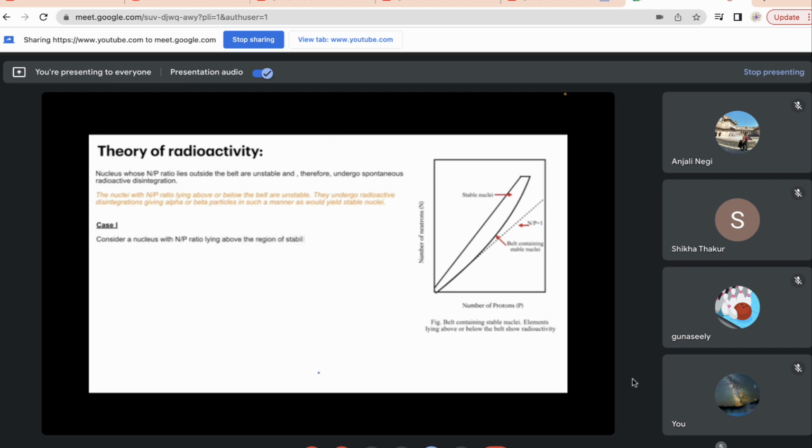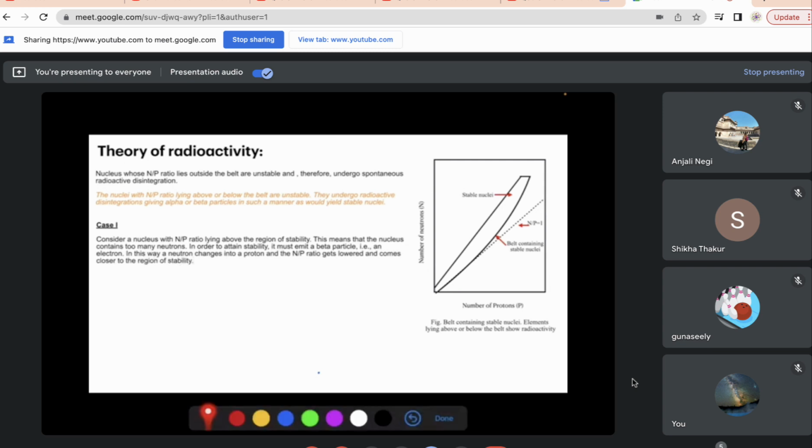So we can consider case number 1, where the N/P ratio lies above the region of stability. This means that the nucleus contains too many neutrons. If it is above the stability region, it will emit a beta particle, or we can say an electron, in such a way that a neutron changes into a proton and the N/P ratio gets lowered and comes closer to the region of stability.